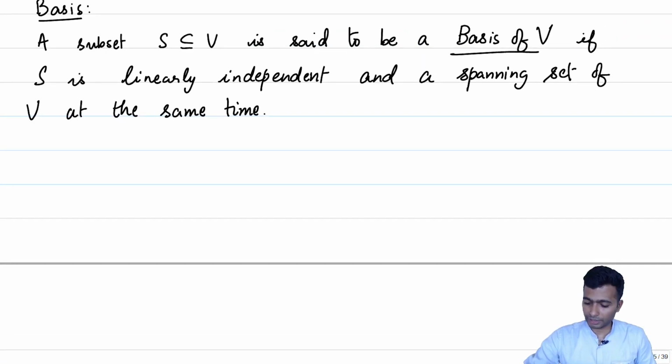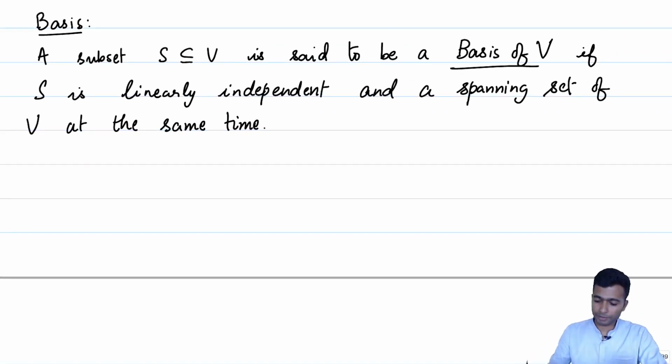Notice immediately that a theorem from our previous video tells us that if you throw out even one vector from a basis, then the span will be a strictly smaller set, and therefore it cannot maintain the spanning property. So, basis in some sense captures the bare minimum number of vectors which is needed to span our given vector space. Let us look at a couple of examples.